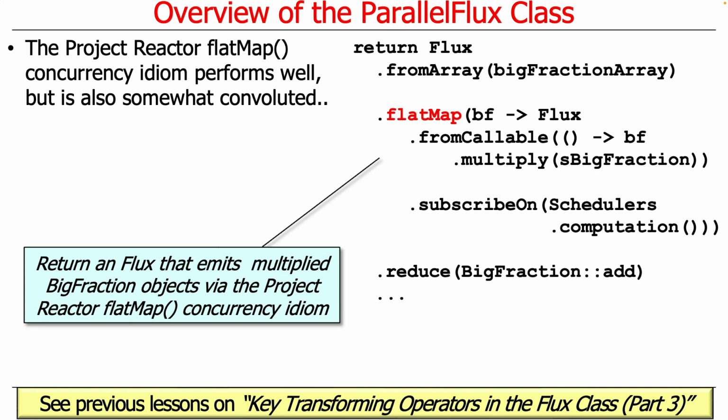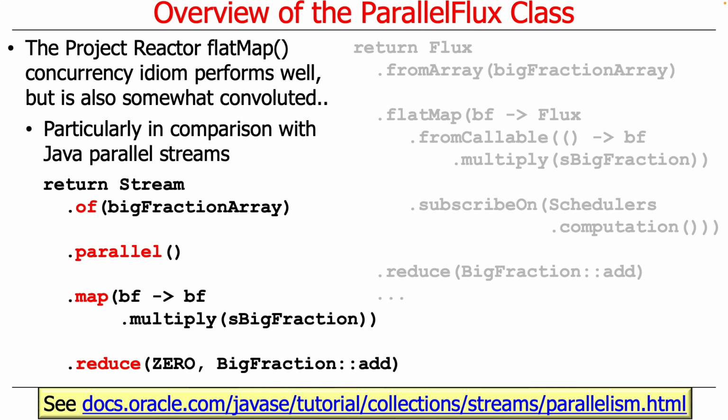So here's an example where we're going to take an array of big fractions, turn it into a flux, and then we'll use the flatMap concurrency idiom to say, for each big fraction in this flux, go ahead and take each one, emit it from a callable, multiply these things together and do the computations, and then add all the results up. So a little bit more trouble than you might want to have.